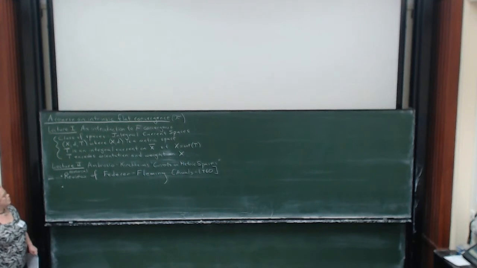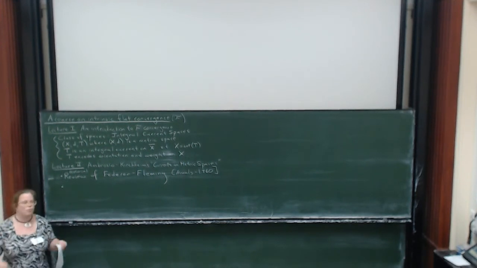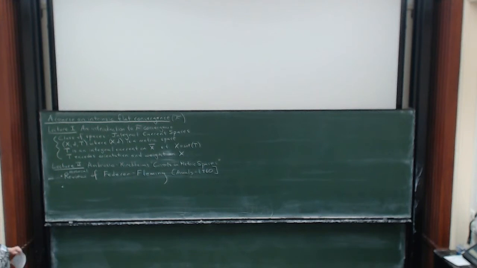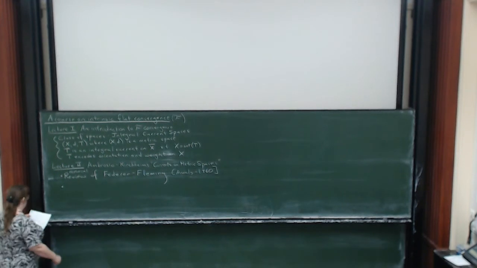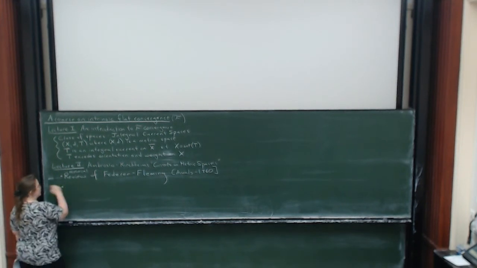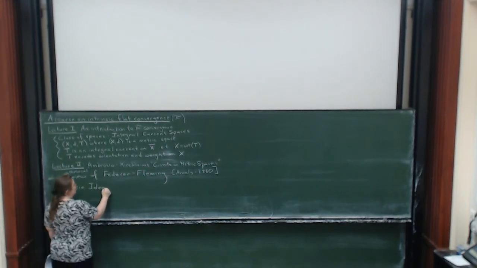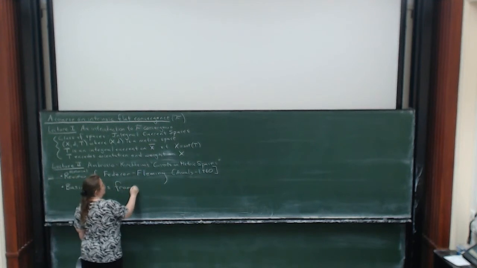The fact is Ambrosio-Kirchheim start completely from scratch, and so you can read their work without having ever read Federer-Fleming, and they have complete proofs of everything that they use, which do not in any way rely on Federer and Fleming. Then we're going to do the basic ideas from Ambrosio-Kirchheim.